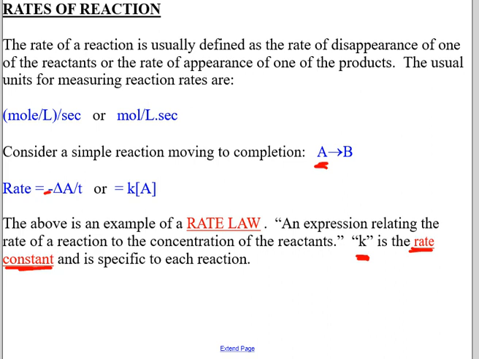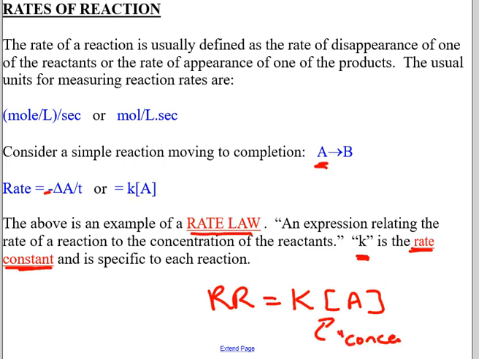Rate is often substituted with the letters RR for reaction rate. And if I write RR equals k times the concentration of a reactant, this is a rate law. The square brackets mean concentration of. Square brackets are a specific form of chemistry shorthand, and they have a different meaning than the rounded ones.